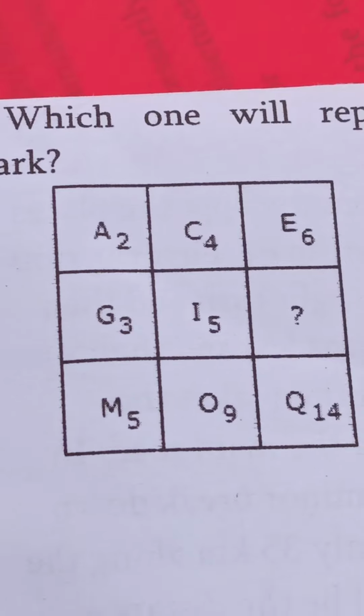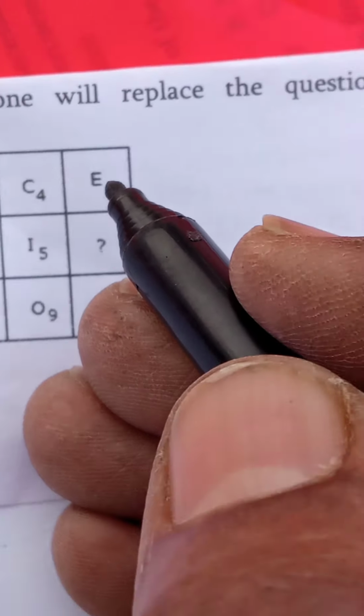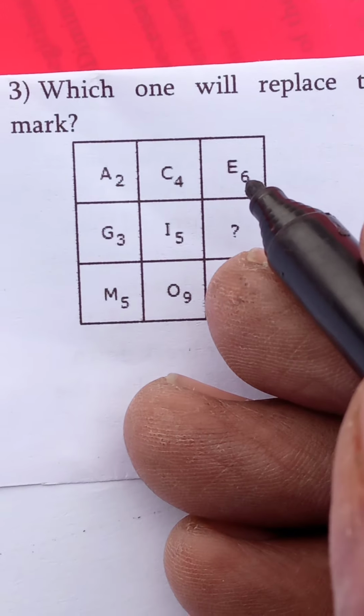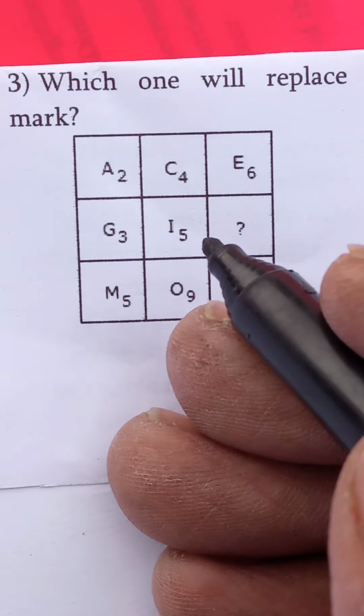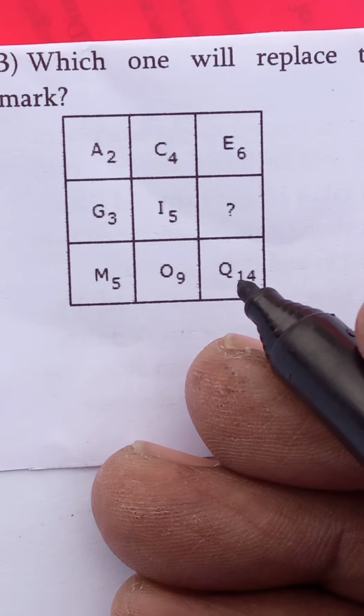Let us move on to the last two questions. Here, once you observe, A2, again the question is the same, which one will replace the question mark? Here they have given A2, C4, E6, G3, I5, question mark, M5, O9, Q14.